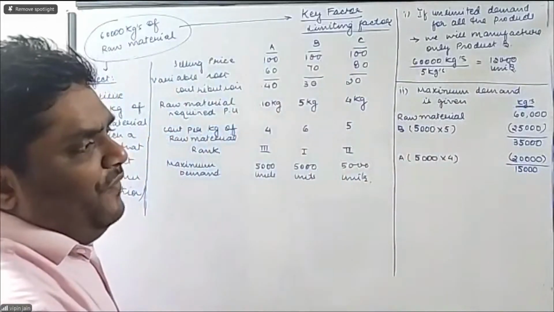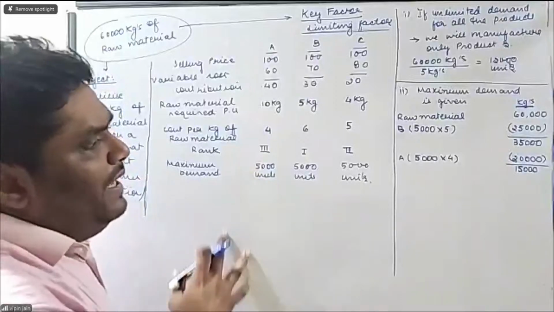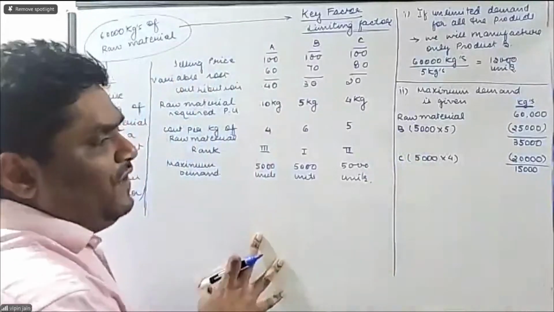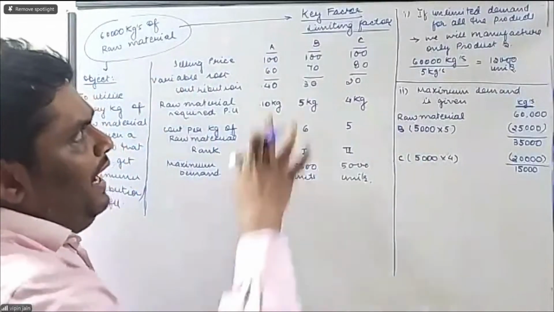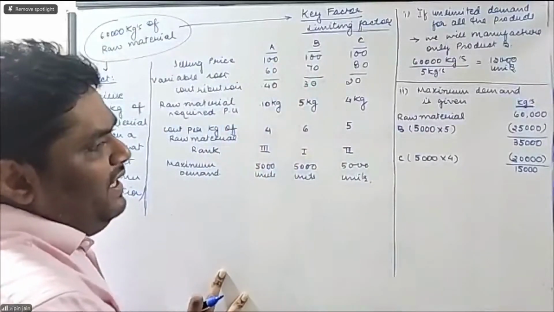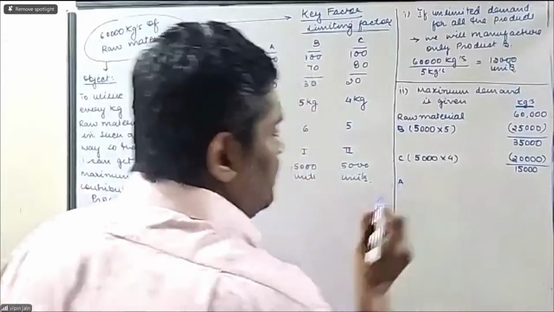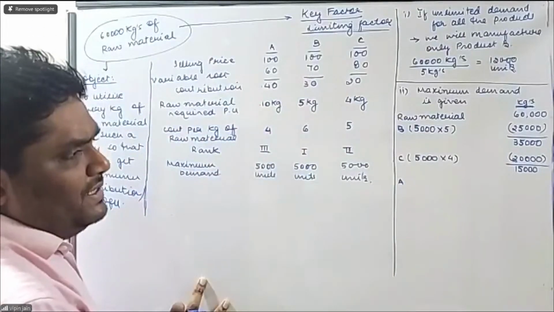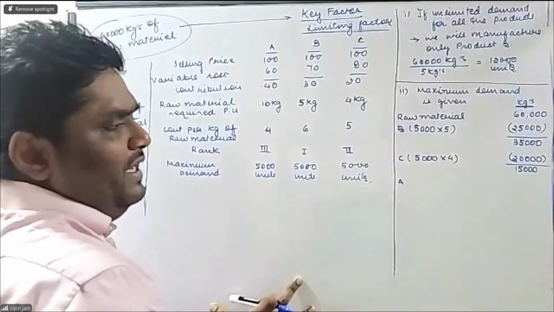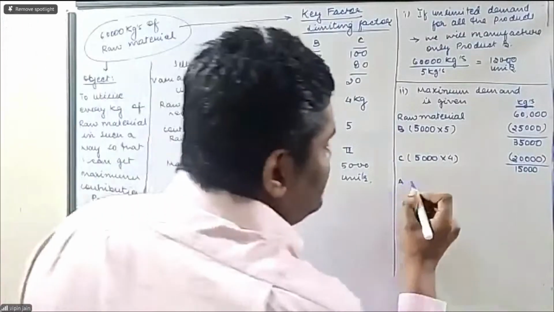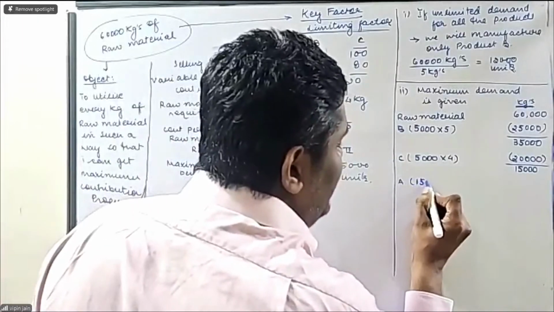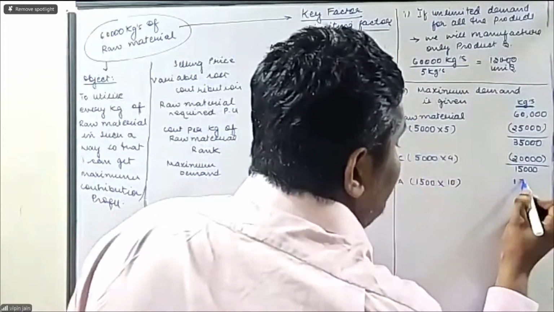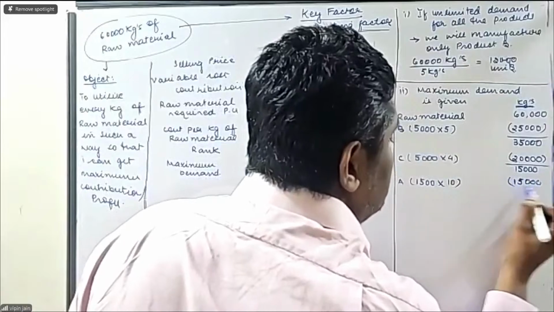So now we are left with 15,000 kgs and that will be utilized for manufacturing A. So see, A, every unit requires 10 kgs and we have 15,000 kgs. So max to max 1500 units will be manufactured for product A. So 15,000 kgs is utilized.